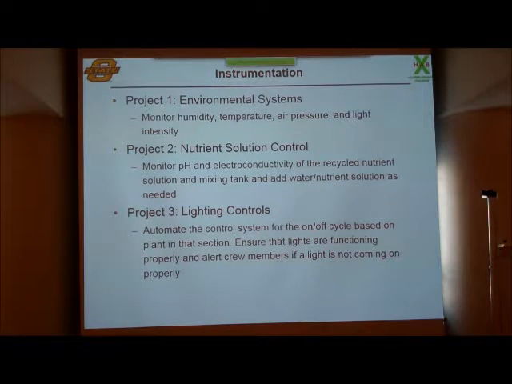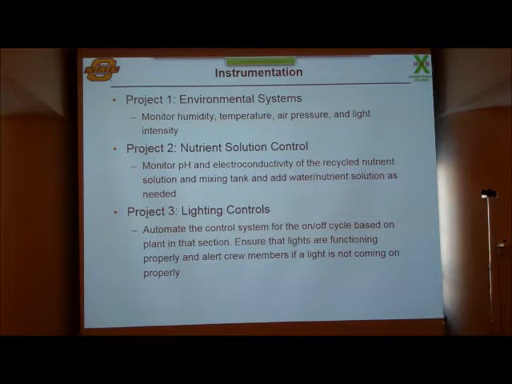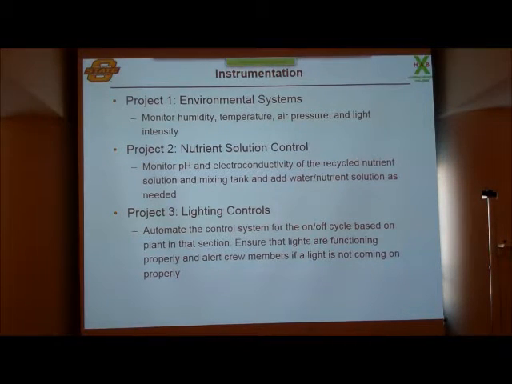And then the third project is lighting controls. In this project, the students will help to automate the control system for the day and night cycles of the lights, as well as back checking to make sure that all lights are working properly. And if they're not, send out an alert so that crew members will know that this section of lighting is out.